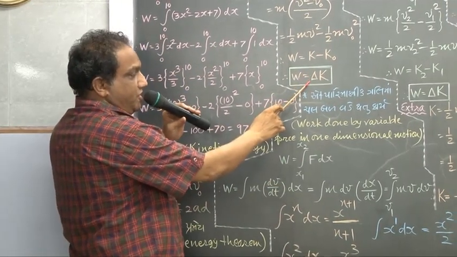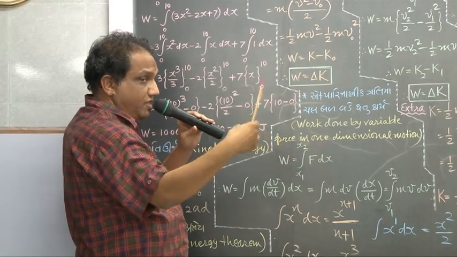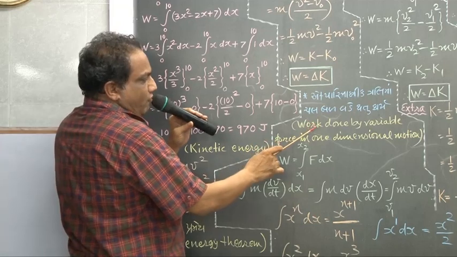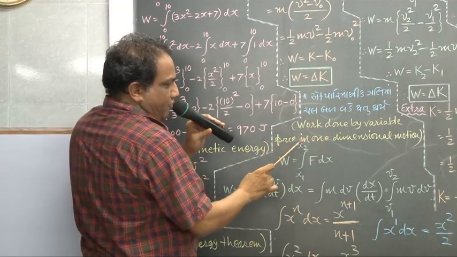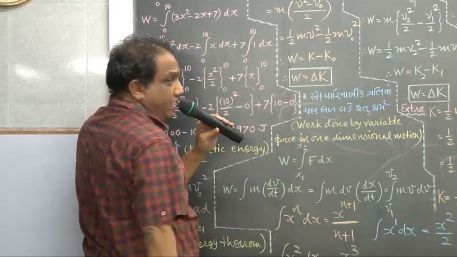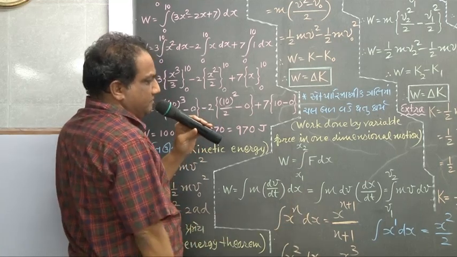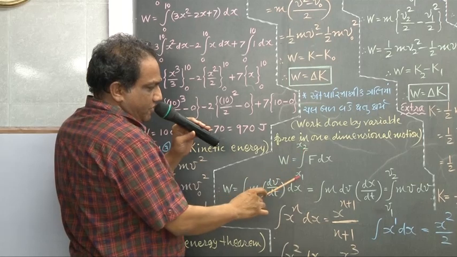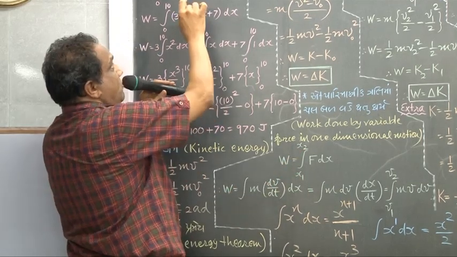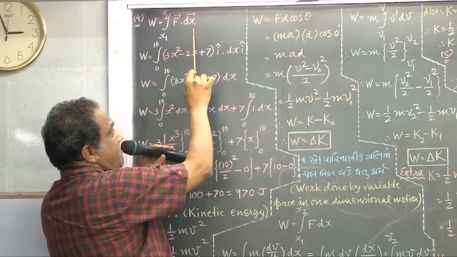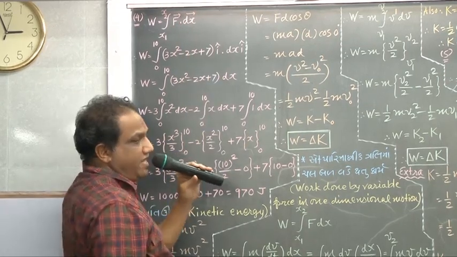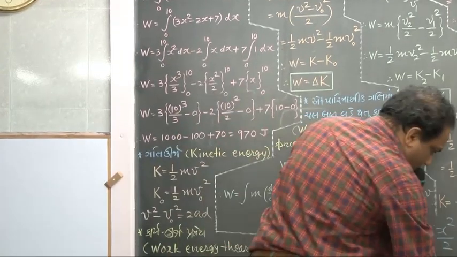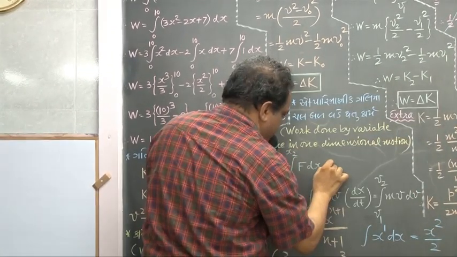Let us obtain the same result using one more approach. That is a different approach I am showing you. Work done by a variable force in one-dimensional motion. W equals the integration of F dx from x1 to x2. What is vector F dot vector dx? It is F dx cos theta. So let me write here cos of 0 degree.